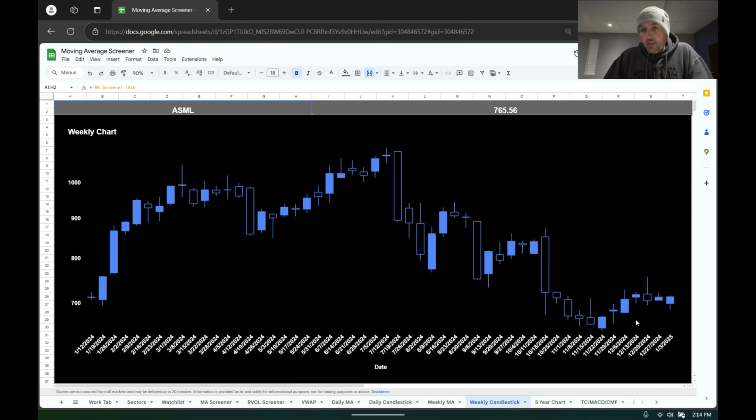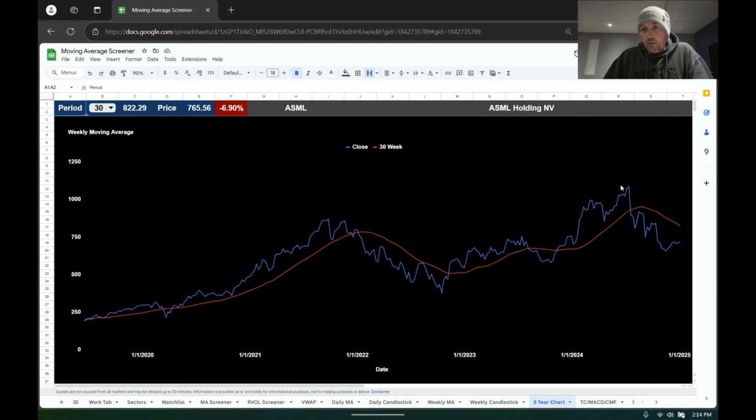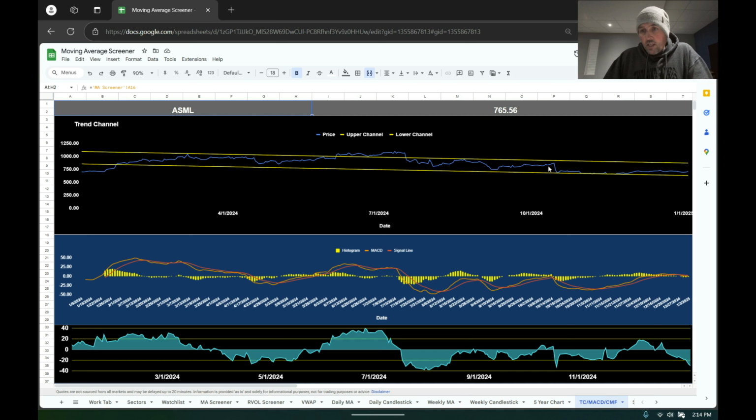If we look at our weekly candlesticks, this is actually trending up, but then we get a candle that could indicate a bearish downturn, but this is only Monday and it's continuing up. On the 5-year 30-week moving average, you can see we're trending down and we're well below the 30-week, 6.9%, same thing. This is a 5-year chart, the 30-week. If we look at the trend channel, that's trending down. We're at the bottom half of it.